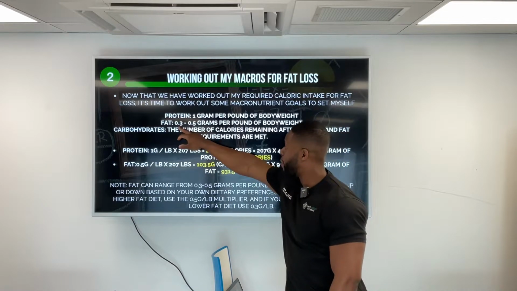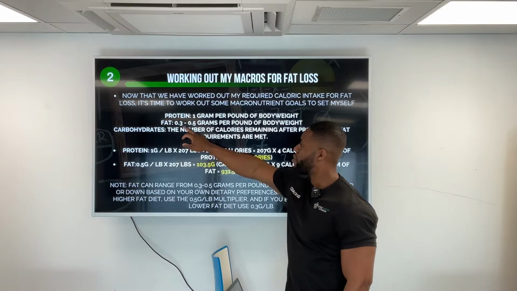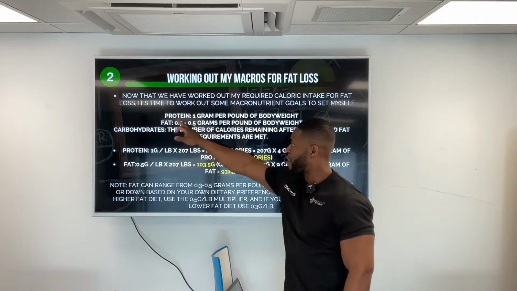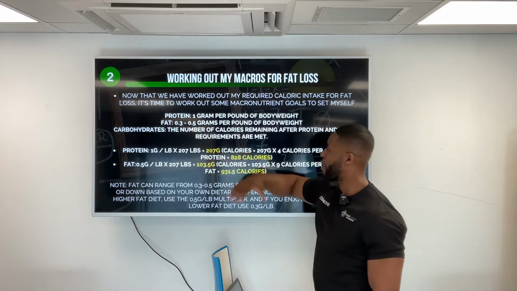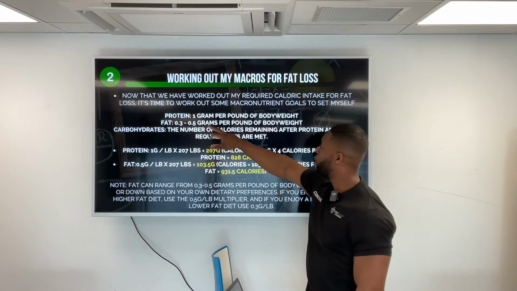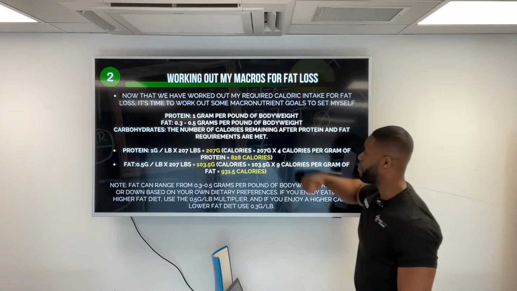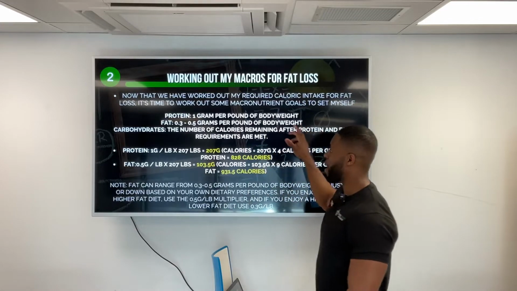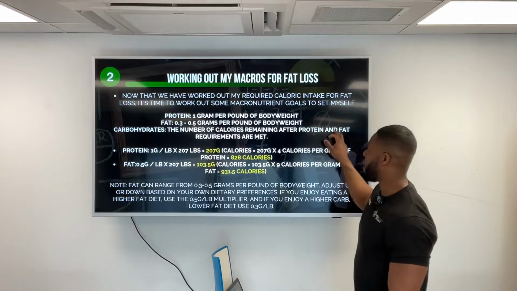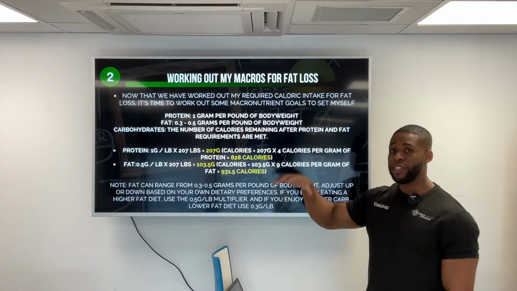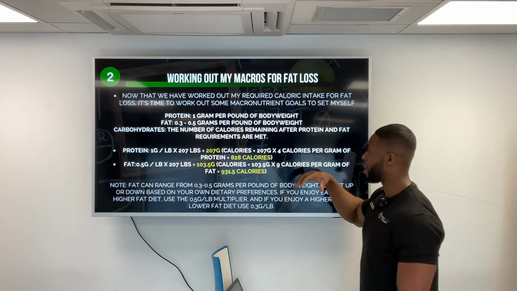So we have, in terms of fats, use 0.3 to 0.5. So anywhere in this threshold here is a ballpark to go for working out your fat target. So let's just say for this example here, we've got 0.5 grams per pound of body weight, okay? And then whatever you get from that, the number of calories that are remaining after this number, just put that into your carbohydrate macronutrient target, okay?